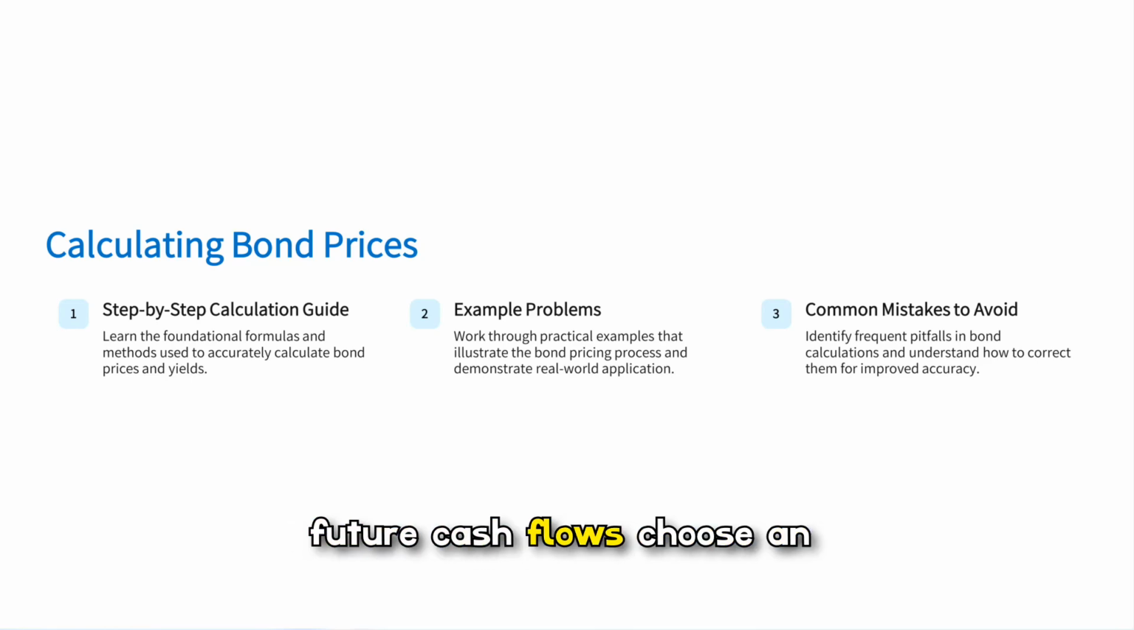Estimate future cash flows, choose an appropriate discount rate, and sum the present values. Working through practical examples highlights common pitfalls, like misaligning cash flow timing or discount rates, and shows how to correct errors for more accurate pricing outcomes.